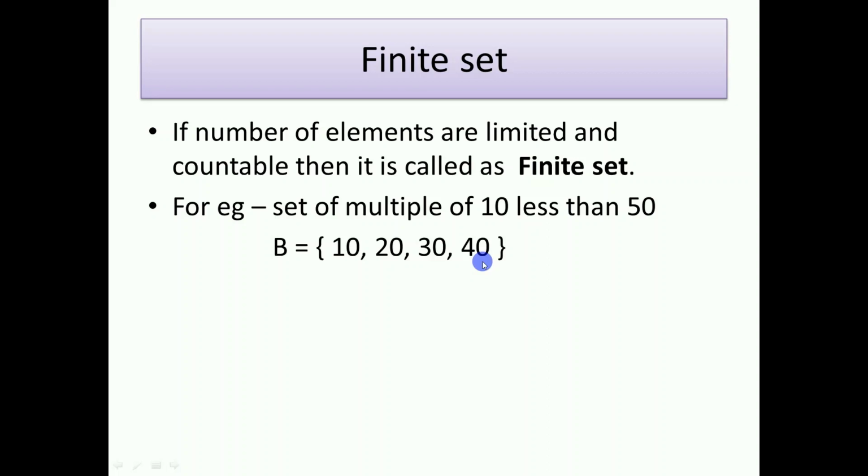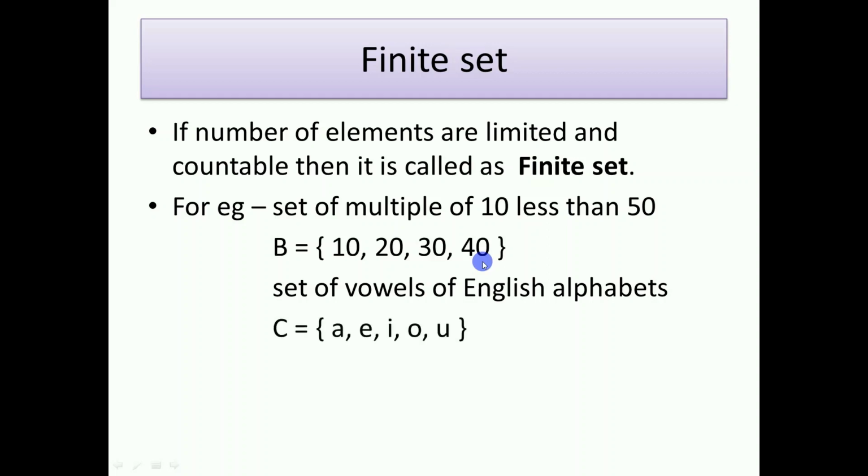Okay, now let us consider another set, which is a set of vowels of the English alphabet. Now you know the vowels of the English alphabet are nothing but A, E, I, O, U. There are only 5 vowels of the English alphabet. When you write it in the set, you write it in small letters, which I have made you understand in my last videos. Now as you see in the set, there are only 5 elements, it is countable, so this set can be considered as a finite set.